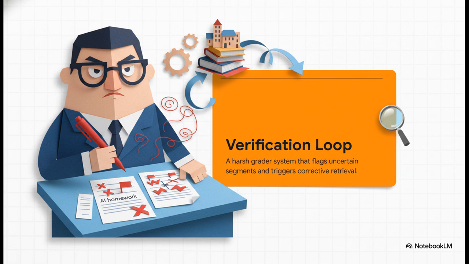The engine that's actually driving this self-correction is called a verification loop. I want you to think of this like a really strict teacher or a harsh grader hovering right over the AI's shoulder. Before the AI tries to hand in its homework to the user, this harsh grader reviews the work. If it spots any uncertain segments or potential hallucinations, it grabs a red pen, flags it, and tells the system, nope, go back to the library, retrieve better information, and fix this right now. And the best part, all of this happens completely under the hood before the user ever sees a single word.